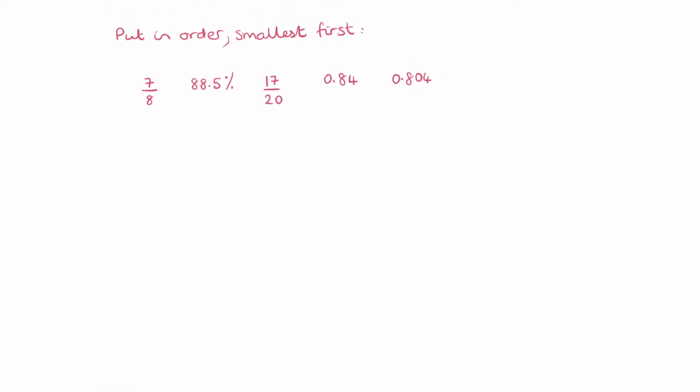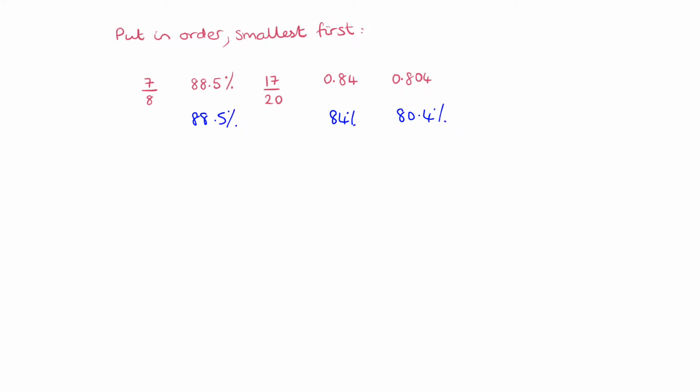Okay, next one, put in order, smallest first. So let's change all of these to percentages. Okay, so 0.84 we can see is 84%. 0.804 is 80.4%. We've already got our 88.5%. So then we need to change our fractions into percentages. Remember how we do that?